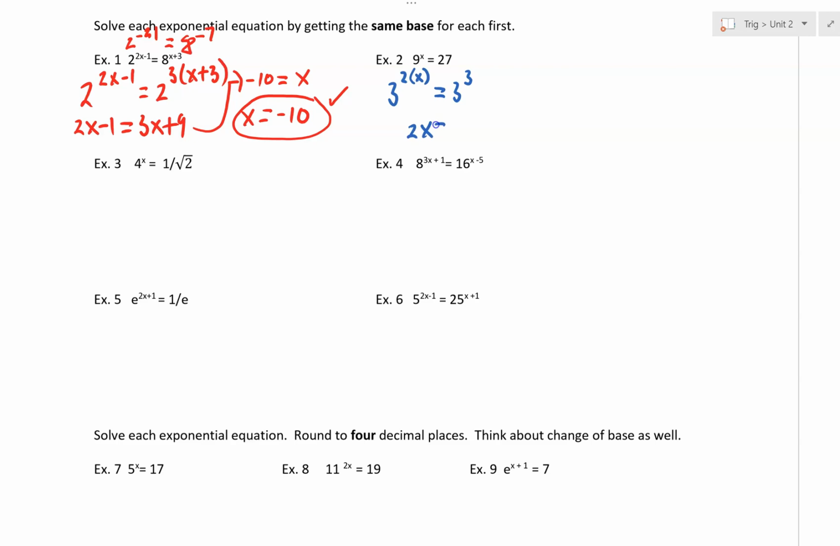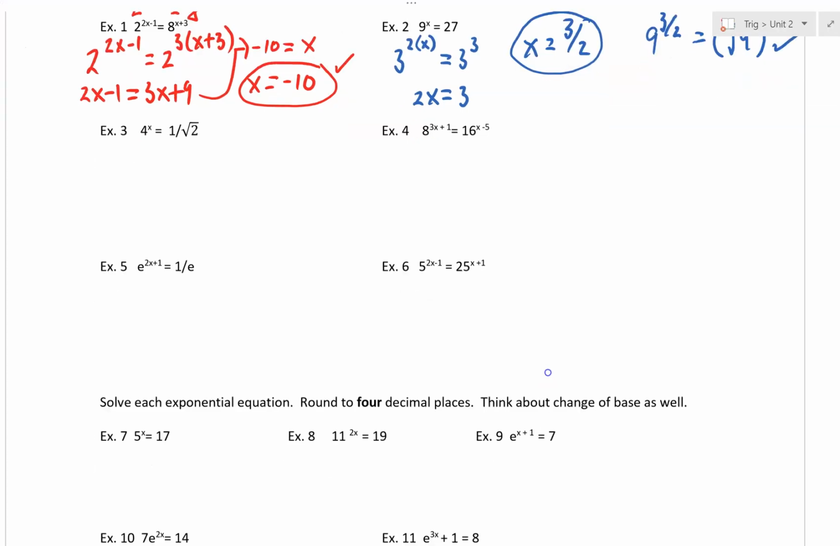So this is going to say 2x is equal to 3. So x should equal 3 over 2. And then plug it back in to make sure that it works. If I take 9 and I say I'm raising it to the 3/2 power, well, that means the square root of 9, and I'm going to cube that. That will work. So that is the answer.